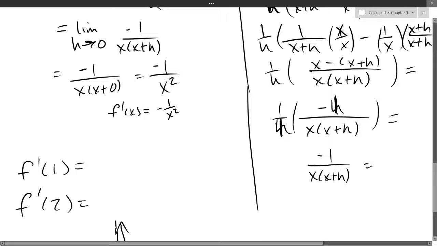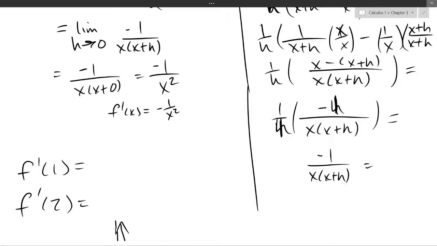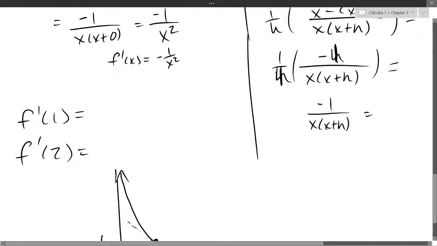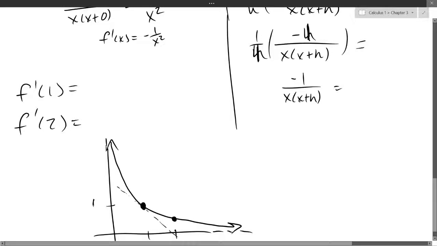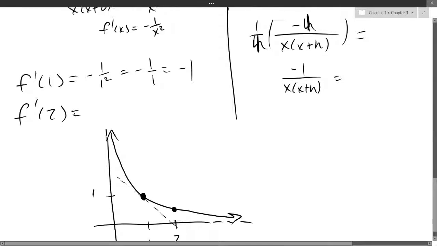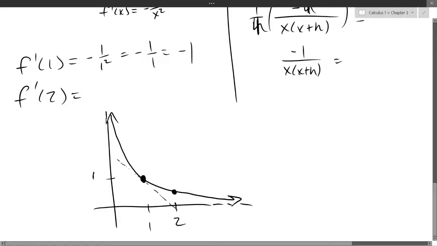All right, f prime of 1 is negative 1. That looks pretty close to what the graph looks like, so I'm happy with that. F prime of 2 is negative 1/4. There we go, clean that up. Okay, so at 2, negative 1/4 would be a pretty obvious mistake if you get a negative sign wrong. Here's a positive 1/4 slope. That's definitely nowhere close to what we need. All right, negative 1/4 slope.